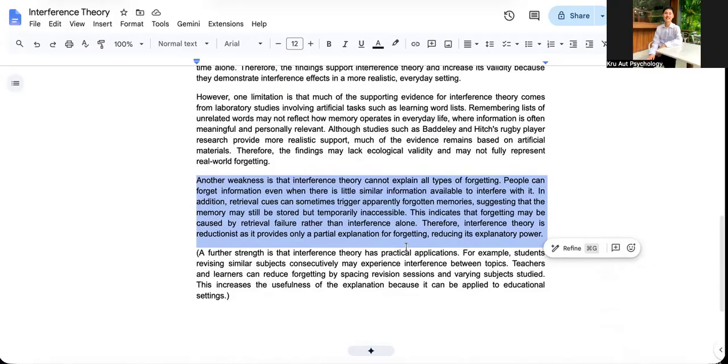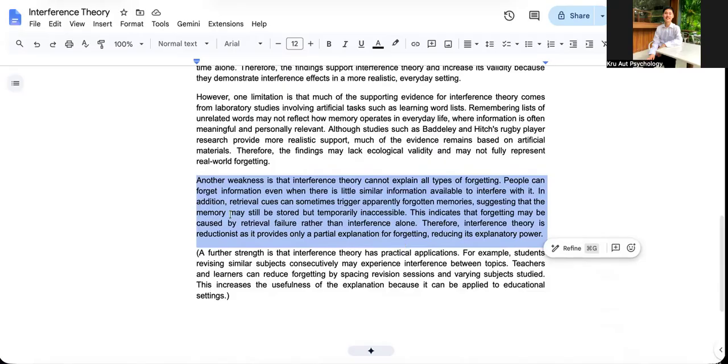I'm trying to not use the word reductionist because I'm not actually that sure whether this theory is holistic or reductionist, but I believe it is reductionist. Anyway, we're talking about different types of forgetting here. One is interference and the other is retrieval, which I think are both in long-term memory.